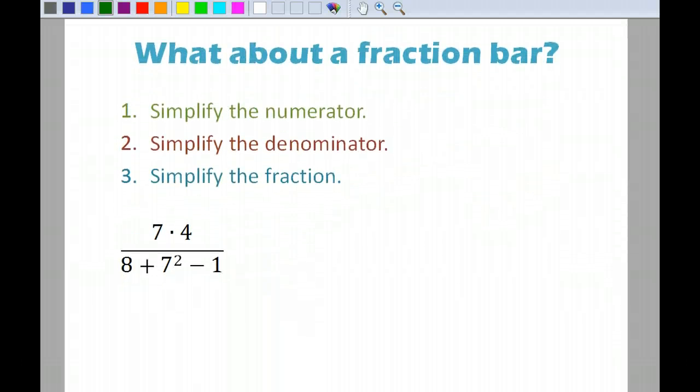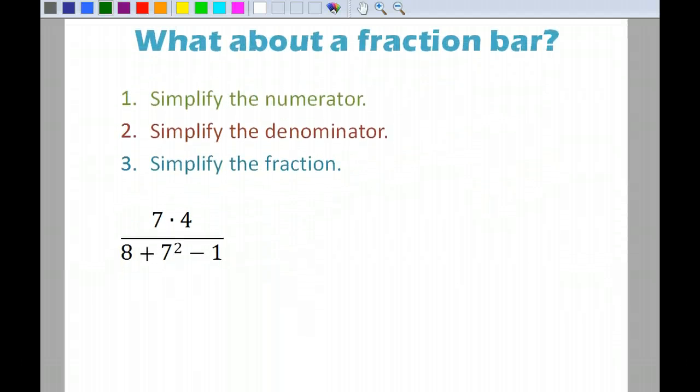Okay, now let's look at that fraction bar. That's going to be the one that may make you a little uncomfortable. Fraction bars, they're actually pretty easy once you get comfortable with the way they look. The first thing you're going to do is you're going to simplify the numerator. Next, you're going to simplify the denominator. And then when you're finished, you're just going to simplify the fraction. So let's take a look. The numerator, 7 times 4, what is that? It's 28.